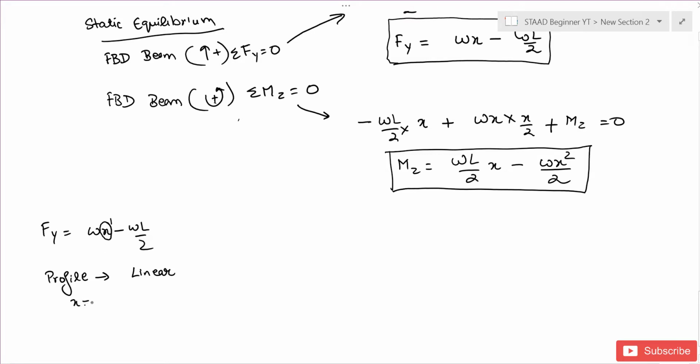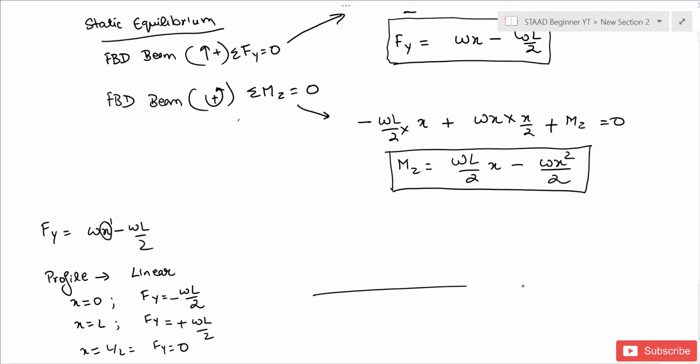So I'll take the first value at X equals 0. I get the value of Fy as minus WL by 2. The second I can take at L. At X equals L, I get the value of Fy as positive WL by 2. And finally, if I check the value at L by 2, I'll get the value of Fy as 0. So my graph is going to be very simple.